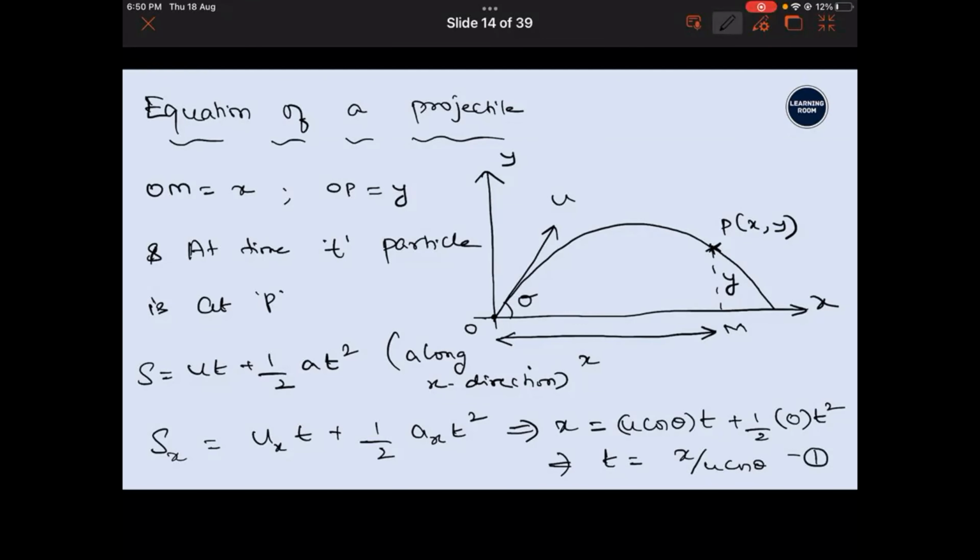So it's very simple. This is gone, 0. So x is equal to how much? u cos theta into t. So what will be the value of t? x divided by u cos theta. So let this be equation number 1. First I'll complete, then you can write.